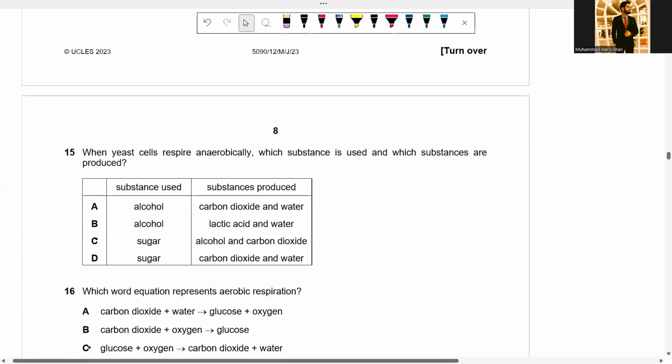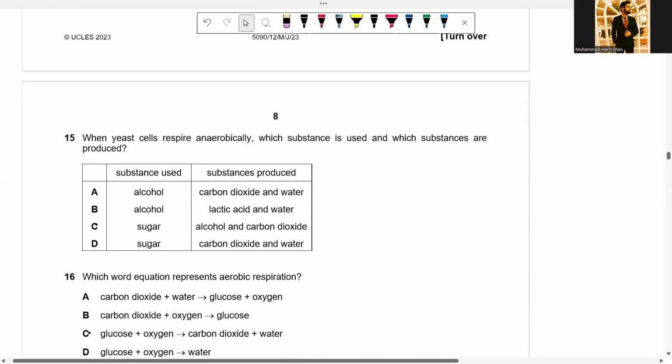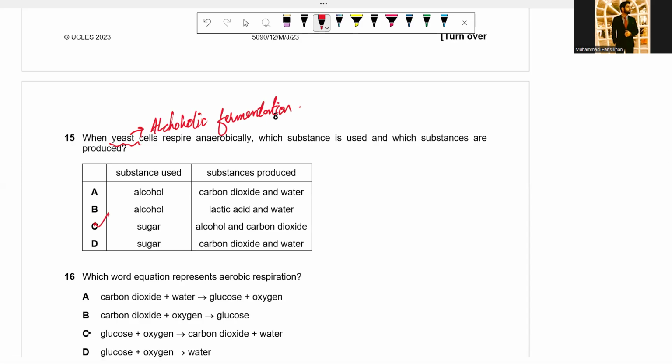When yeast cells respire anaerobically, which substances are used and which are produced? This is yeast, which actually does alcoholic fermentation. This is the partial breakdown of glucose and results in the production of alcohol and carbon dioxide. In alcoholic fermentation, carbon dioxide is always produced with the alcohol.